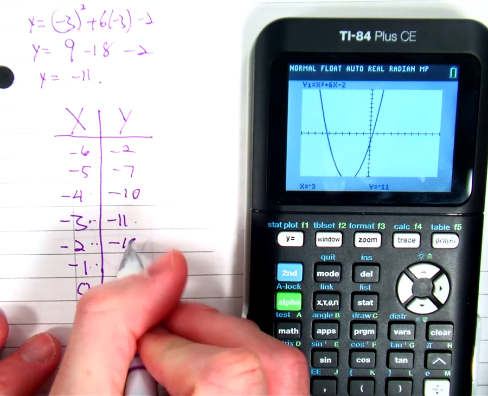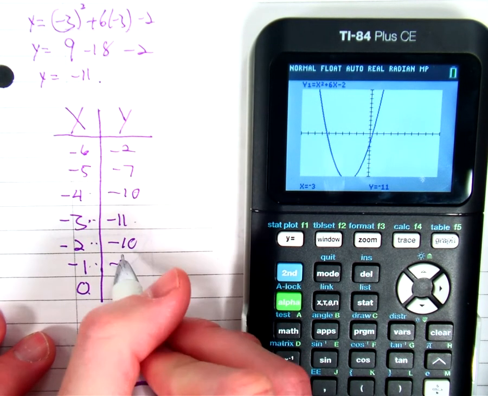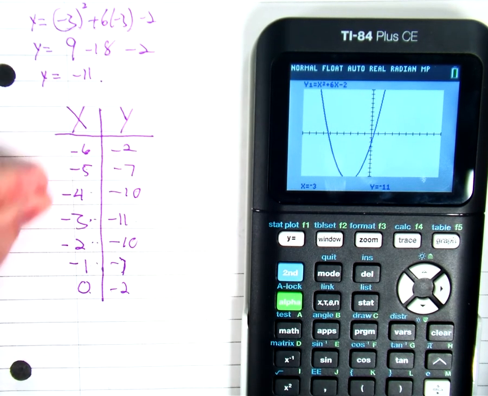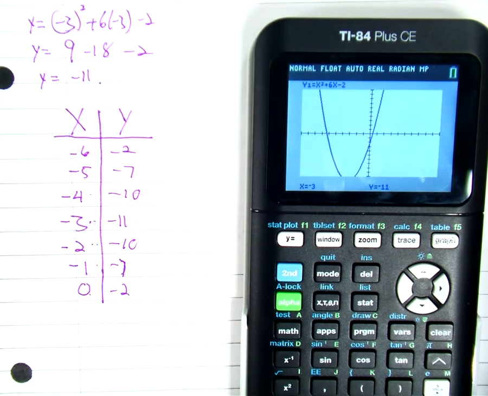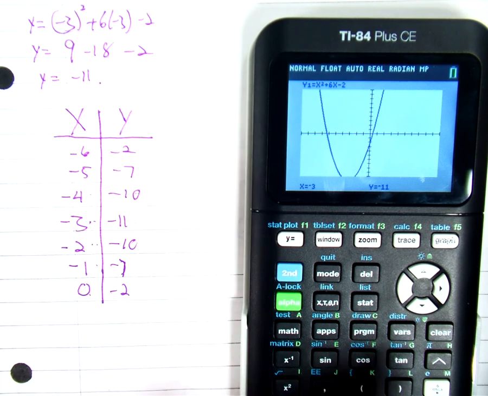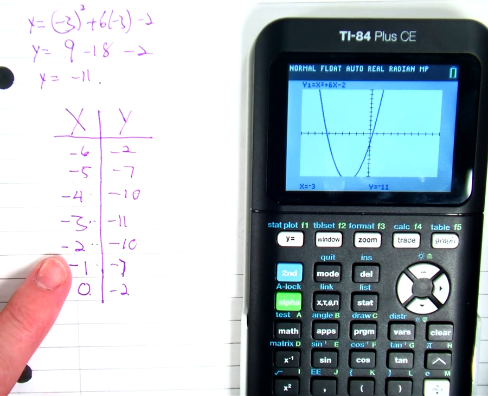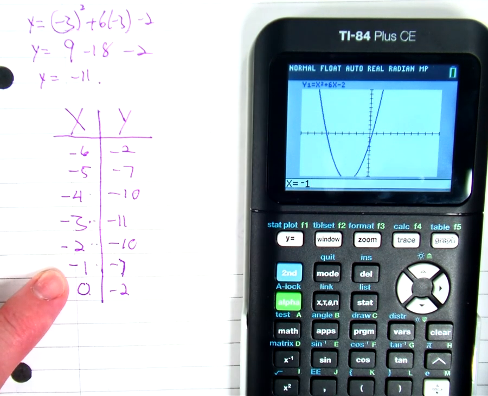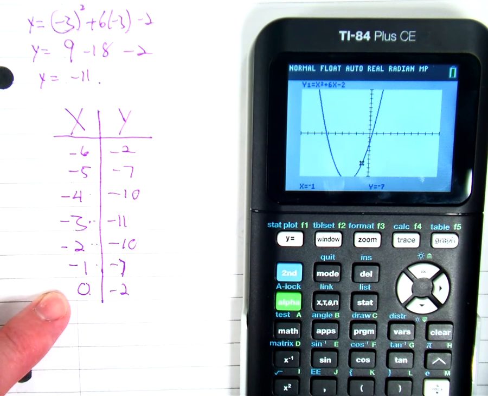All right, so -10, -7, -2. As long as all the gaps are the same all the way through. Okay, you can do that. Just if you don't trust that, you can certainly keep going through here. -2, enter. -1, enter. 0, enter. All right, there they all are.